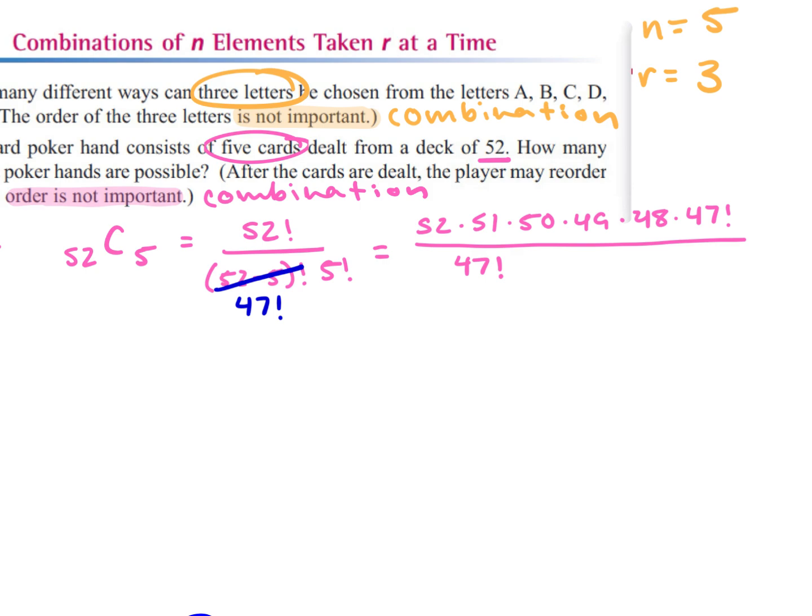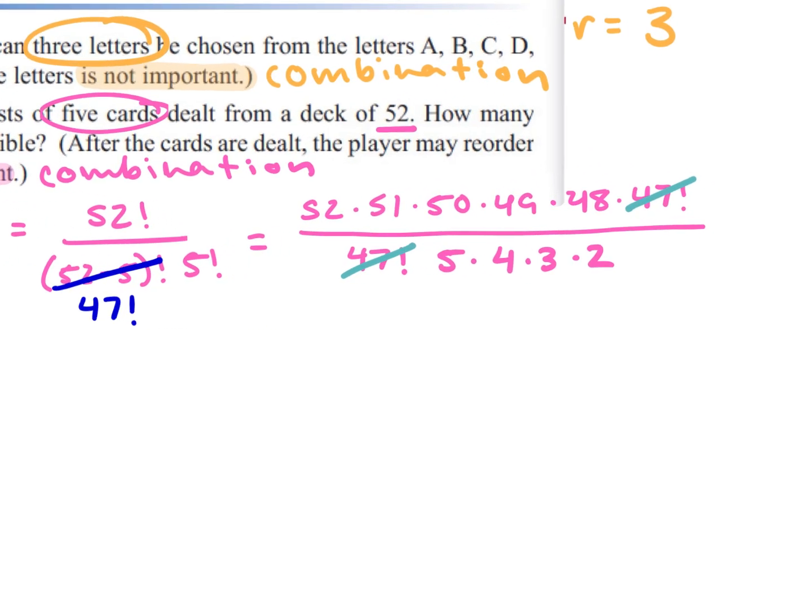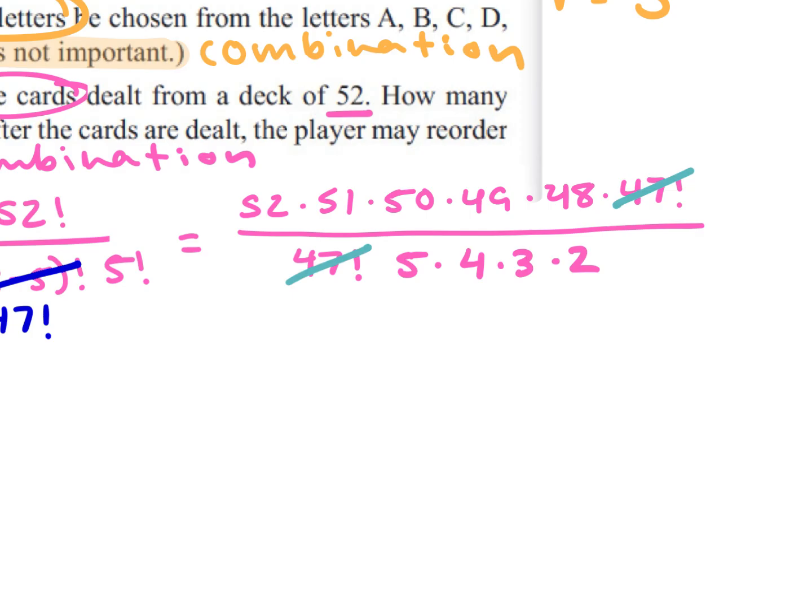I'm going to stop here because I know that that's going to cancel out with my 47 factorial from the bottom. And then I have 5 factorial, so that'll be 5 times 4 times 3 times 2 times 1, but we know that we don't need to write the 1. So our 47 factorials will cancel. I'm going to do some more simplifying by hand here, but if you want to just throw this all into the calculator, you can do that. But if you do it all at one time, make sure you put the denominator in parentheses.